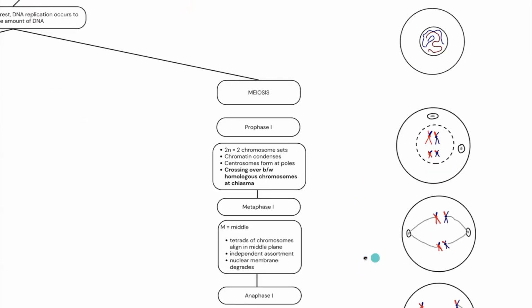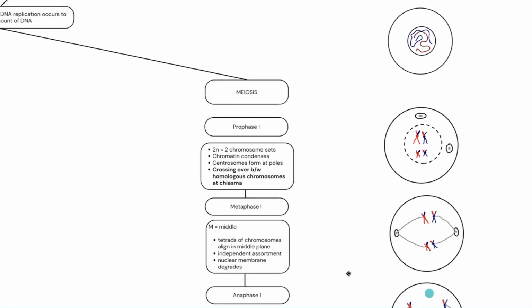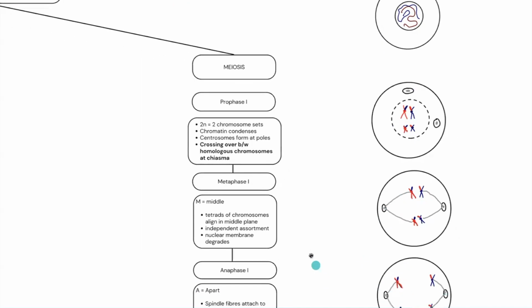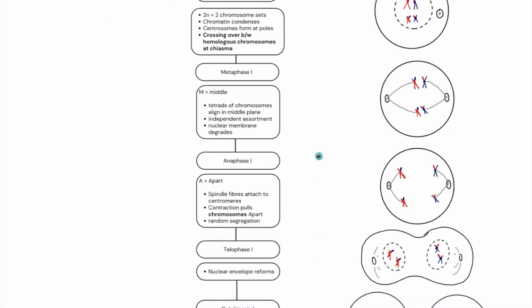Okay, metaphase. Again, M for middle. We're lining at the middle plane, but here we've got tetrads lining. So tetrads meaning like 4, and we've got 4 chromatids and 2 chromosomes that are homologous lining up together. And we've got our spindle fibers forming, our nuclear membrane degrading. That's all in metaphase. Anaphase, we're pulling the chromosomes apart. We're not separating the chromatids, we're actually pulling chromosome sets apart. That's why we're reducing how many chromosomes we've got. So we're ending up with a haploid cell because we're separating those chromosome sets.